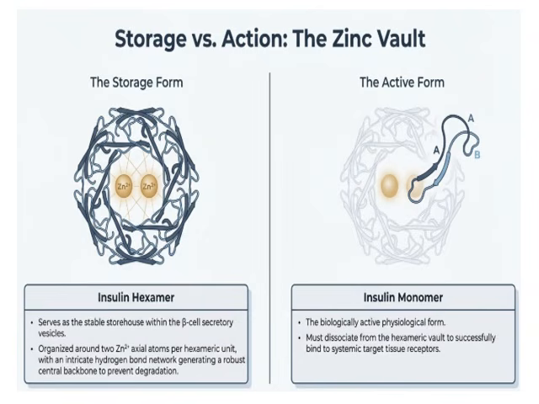Here you can see the storage versus action, the zinc vault. Within the beta cells, insulin is stored in a stable hexameric form, and this hexamer is organized around two zinc axial atoms, creating a robust structure that prevents degradation. However, to be biologically active and bind to the receptor in the target tissue, this hexamer must dissociate into its monomeric form. All right, so this is the monomeric form, and this is the biologically active form.